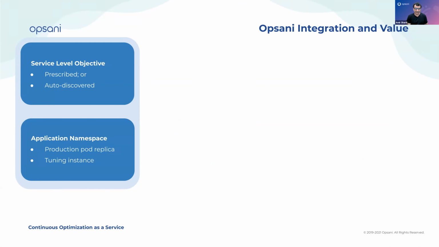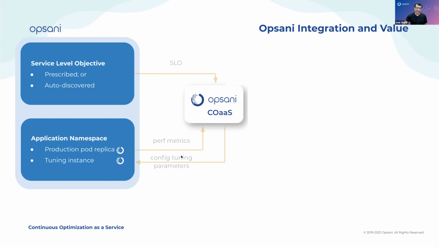Here in the application namespace, we need a production pod replica. That's our control for the experiment. And we need a tuning instance. This is where we run our experiments. And we have our stats service up in the cloud. So what we do is feed the SLO, the goal, the objective, to an instance in our cloud service. And the cloud service blindly, it doesn't know what the software is, but basically says, let me give you some configuration tuning parameters to the tuning instance and see how that behaves compared to production.